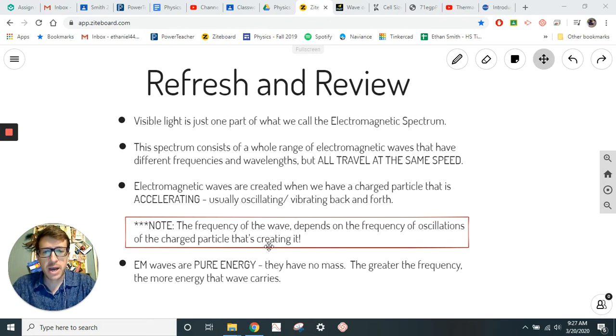Okay. And then the last piece is that we talked about how these waves can carry energy, and the greater the frequency, the more energy that wave carries. That's what we talked about at the end.